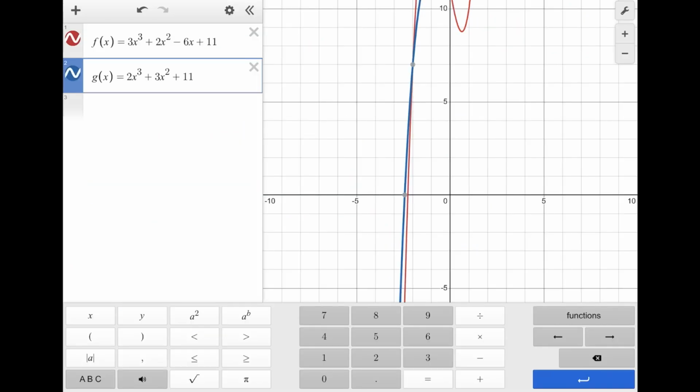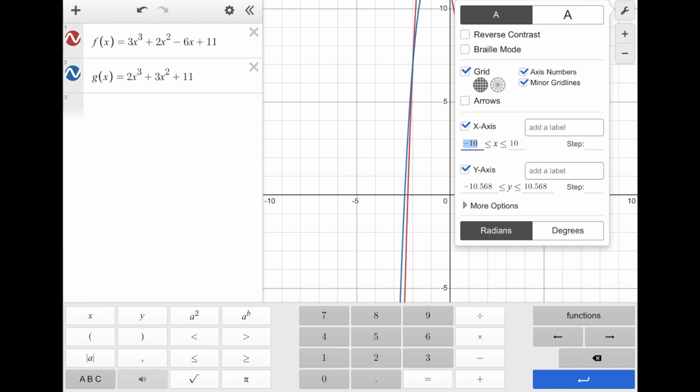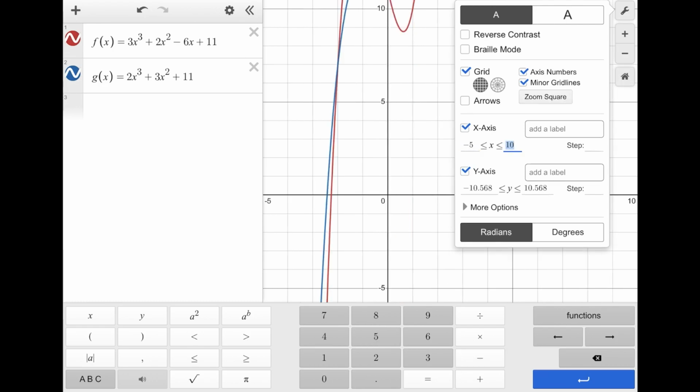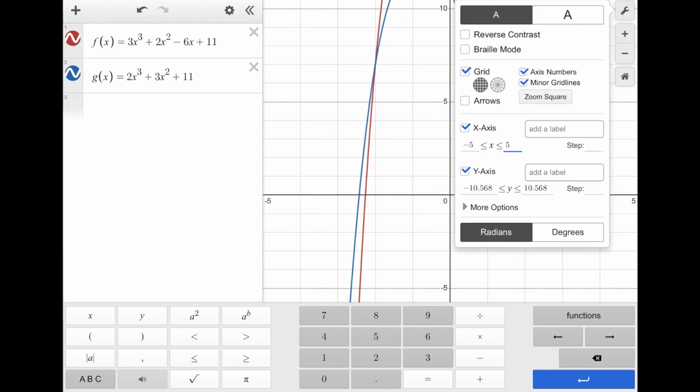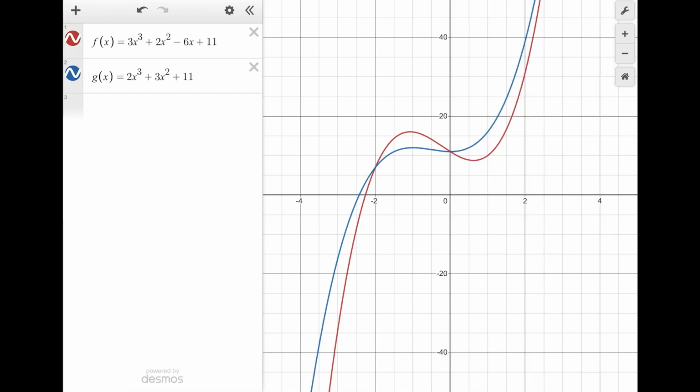So here are my two functions, f of x and g of x. It's really hard to see what's going on here. So I'm going to change my zoom a little bit. So I'm going to go from just like negative 5 to positive 5. And then I'm going to look at this from like negative 50 to maybe positive 50. I might adjust this afterwards. No, this is good so far.